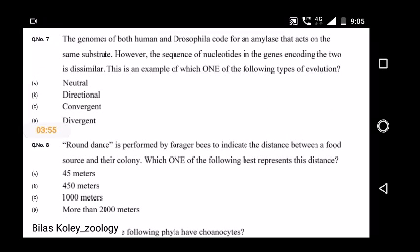Now we will discuss question number 7. The genome of both human and Drosophila code for an amylase that acts on the same substrate. However, the sequence of nucleotides in the gene encoding the two is dissimilar. This is an example of which one of the following types of evolution? The options are neutral, directional, convergent and divergence. In this question, the right option is C.